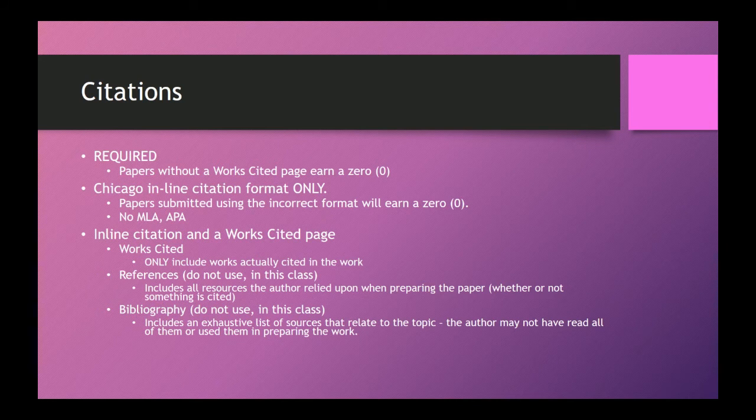So you might want to pay really close attention to this. I want a Works Cited page that only includes works that are actually cited in the work. If you don't cite it, it doesn't belong there. And this is different from a reference page. In a reference page, you would put everything, not only the things that you cited, but things that led to your thinking. So everything you read on the subject would be included in a reference page.